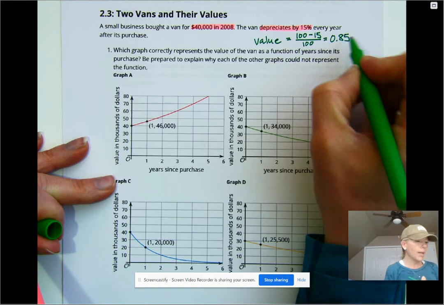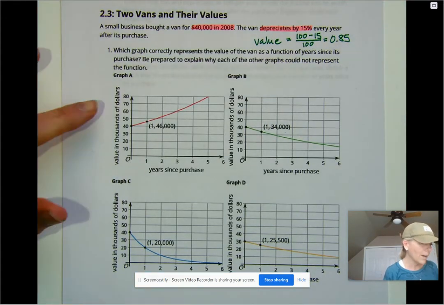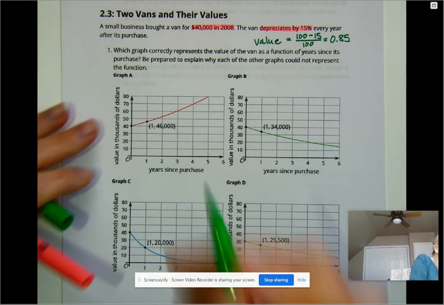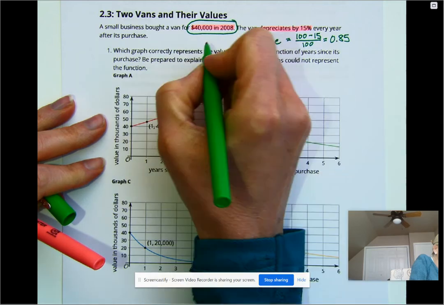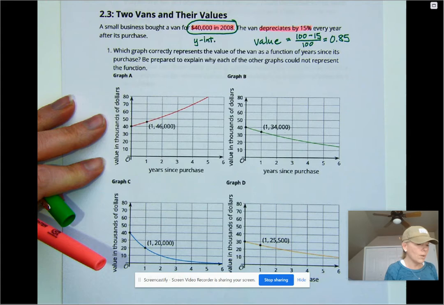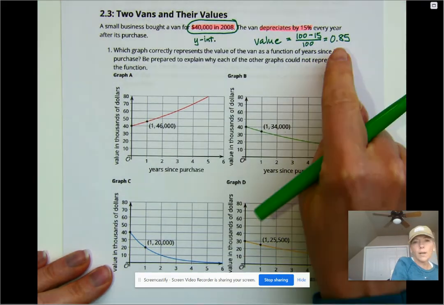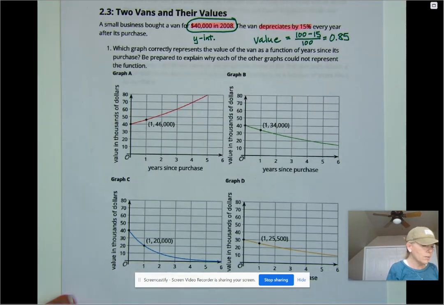Okay, so we're going to have to make a decision on which graph correctly represents the value of the van. So we're going to be looking for two things. We're going to be looking for an initial amount of $40,000, and we'll see that in the y-intercept. And then we're going to have to use some points and figure out which one correctly shows the 0.85 decay factor.